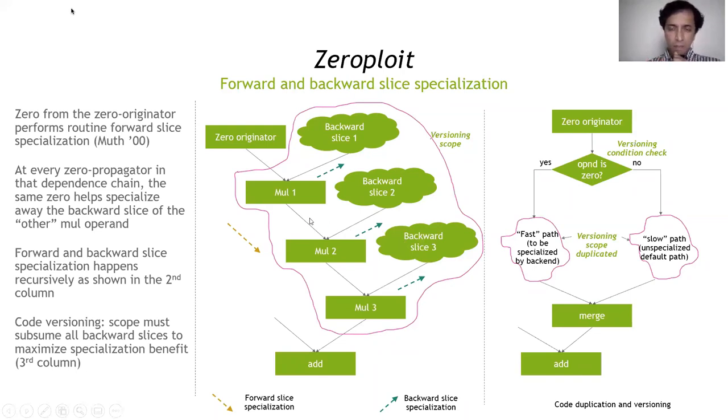Once we have identified the opportunity, in order to realize the transform, it's important to construct what we call a versioning scope. When determining the versioning scope, it's important we create as large a versioning scope as possible so that as much of these backward slices get captured in it. The larger the versioning scope, the more the specialization benefit, and therefore you will see a higher speedup because of Zeroploit. That said, there are issues with large versioning scopes, and we discussed those in our paper. But to a first order, this is how one would approach a Zeroploit transform: be greedy and try to specialize maximally. Once the versioning scope is identified, the transform itself is pretty straightforward. We introduce a branch which would dynamically decide to jump either to the fast specialized path or the unspecialized slow path, and then execution would proceed as normal outside this region.